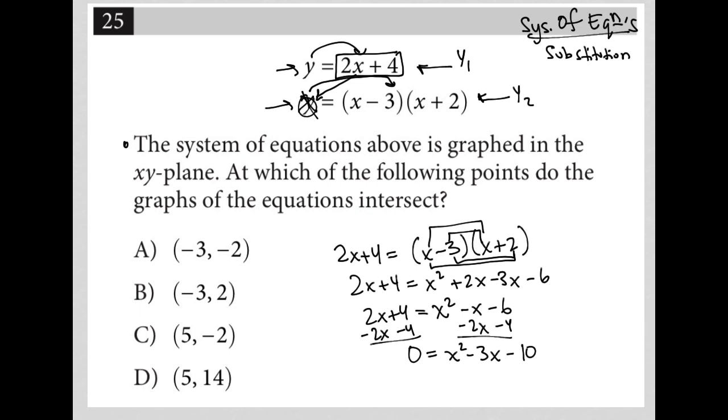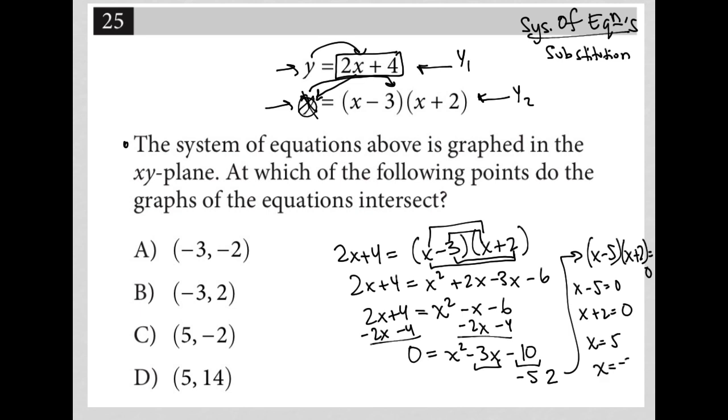Now, are there any factors of negative 10 that add up to negative 3? There definitely are, and that would be negative 5 and positive 2, which means this becomes x minus 5 times x plus 2 equals 0. So I can set each of those equal to 0 separately. And what I get is x equals 5, and I get x equals negative 2.